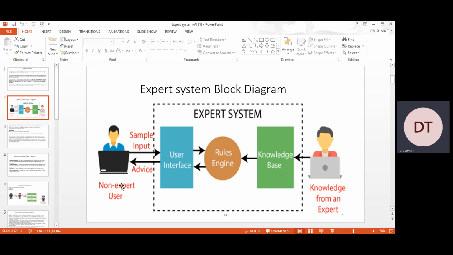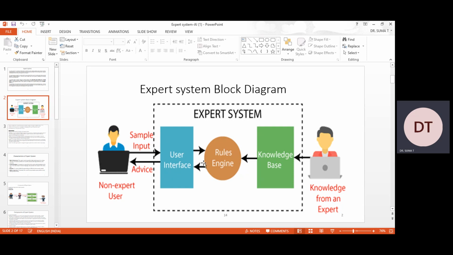And whatever solution this non-expert user requires, that information is given back. See, advice is given back. See the arrow mark. The sample input is sent by the non-expert user, and that communicates to the user interface. Based on the complexity of our problem, some rules have been made. Then we call that the rules engine. Then knowledge base will be sent by the expert person from his domain of knowledge, and that information is going to be sent to the non-expert user through the user interface.